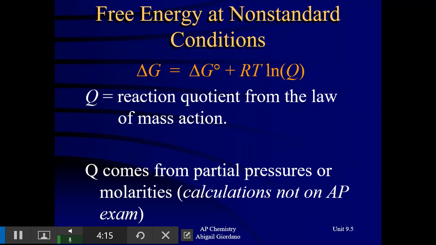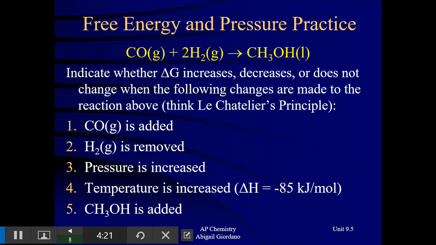So if the calculations are not on the AP exam, what kinds of questions could be? Well, they might look like this. We're given a balanced equation, and it says indicate whether delta G, please notice that delta G does not have the degree symbol, so non-standard, increases, decreases, or does not change when the following changes are made to the reaction above. And this is a little bit of a hint. Think Le Chatelier's principle.